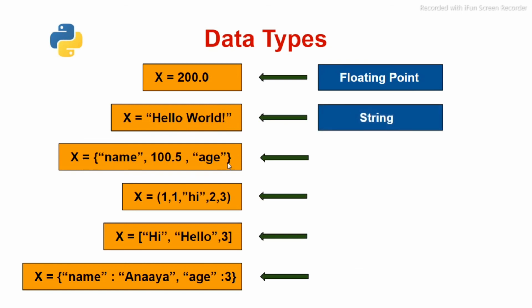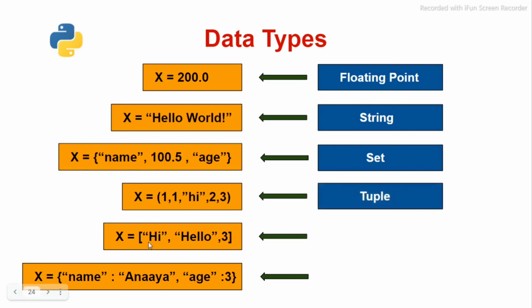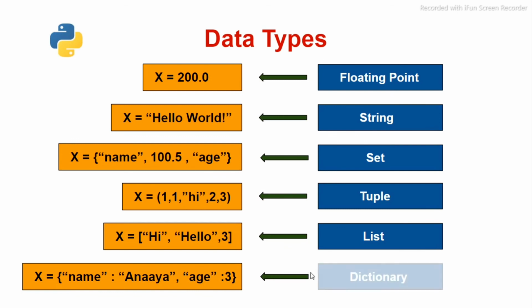Here for x curly braces are used, but it is not a dictionary because this is in the form of a sequence holding different data types like string and float. So we can say this is a set because a set is denoted by curly braces. Next, here we can see the round brackets which clearly define that it is a tuple, holding different data types in a sequence. After this, here we can see the square brackets which clearly mean that it belongs to list type, and a list can also hold a variety of data types. And at the last, here curly brackets are present, but a key value pair is also present. Here name colon Anaya is one key value pair and age colon 3 is another key value pair. So this belongs to the dictionary class.